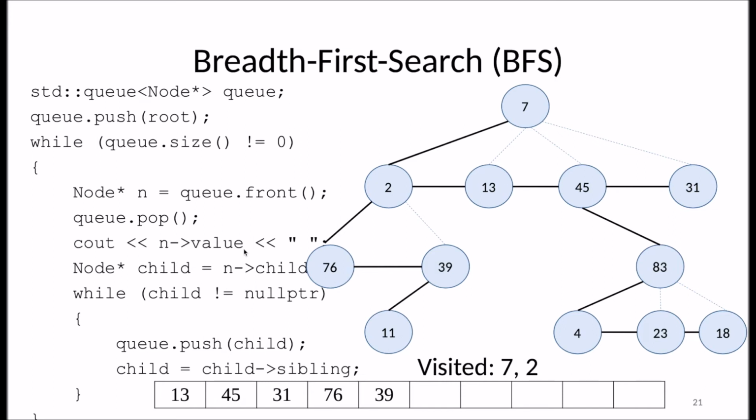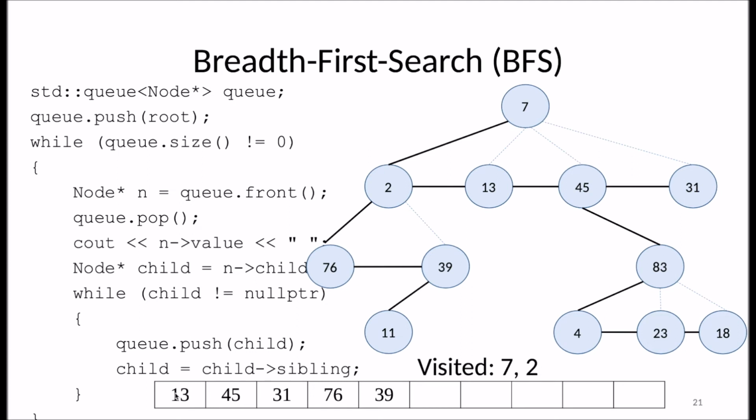So here again, I output 2. I get the first child, 76. 76 is not null. I push 76 into the queue. And then I get the sibling of 76, which is 39. 39 is not null. I push 39 into the queue, get the sibling of 39, which is null. This stops the loop. And then I go again, check that the queue is not empty.